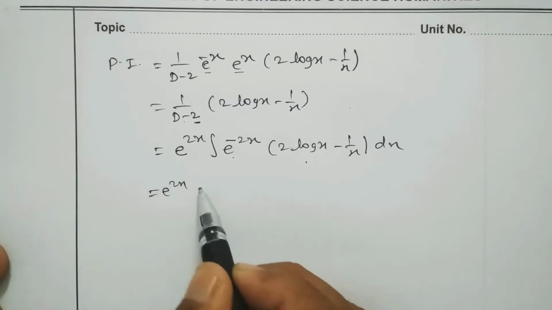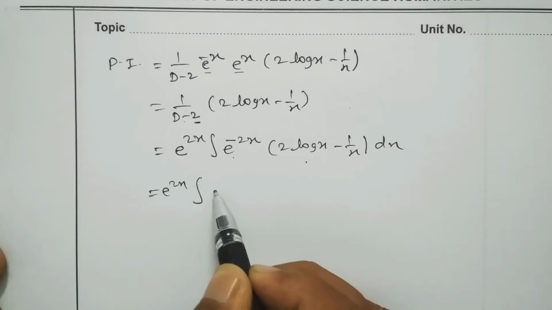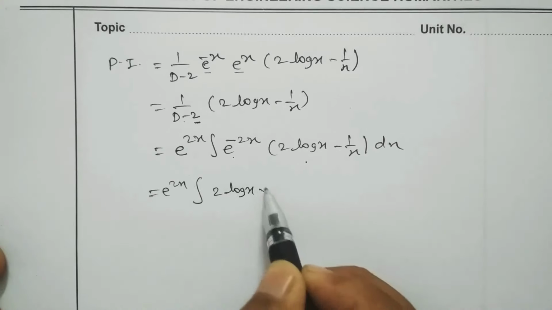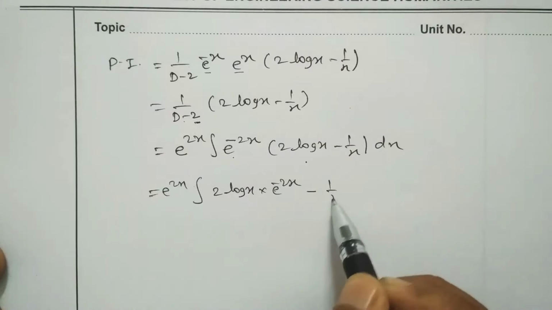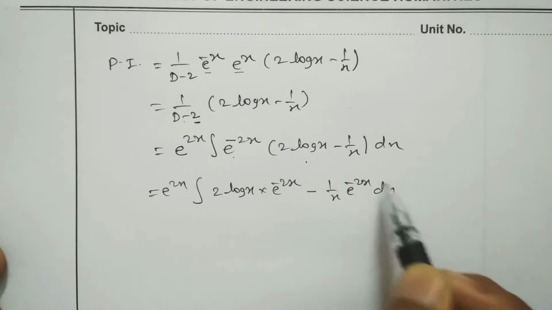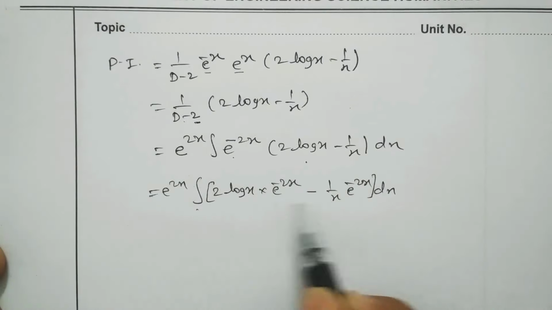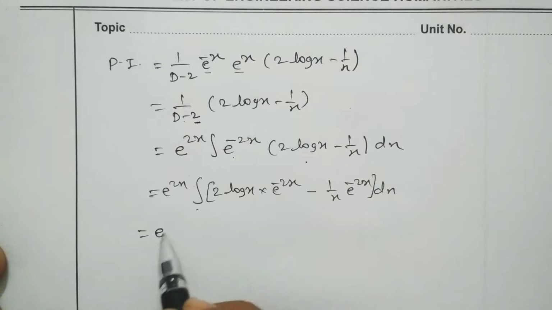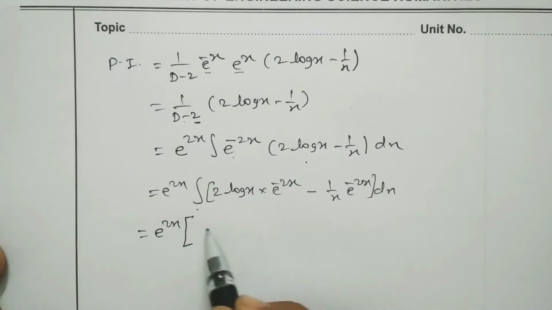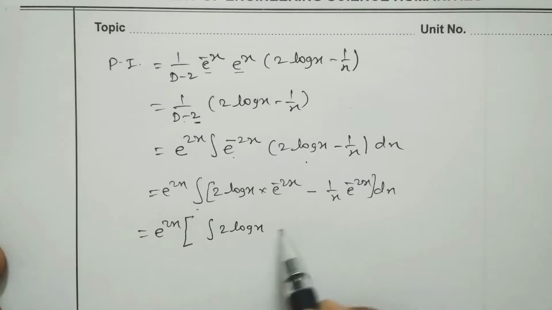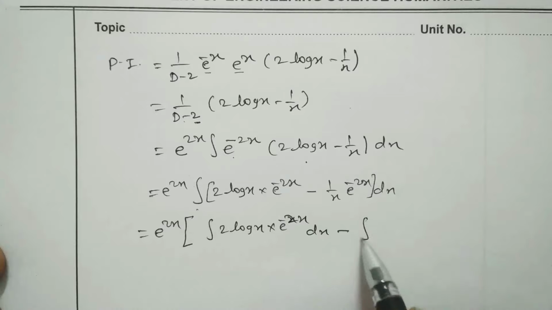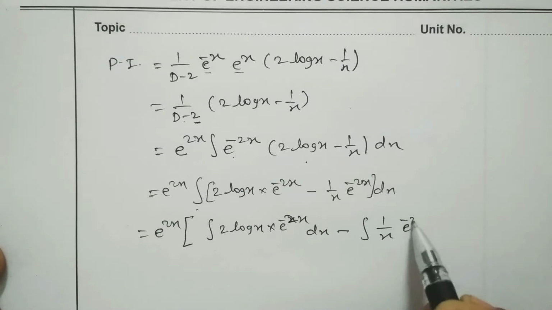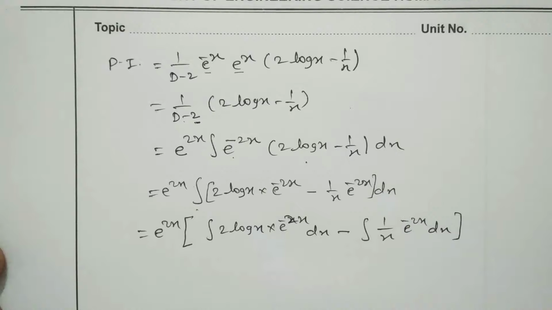So what will you get? e raised to 2x as it is, integration of 2 log x into e raised to minus 2x minus 1 by x into e raised to minus 2x dx. Now applying the integration separately on both terms, we will get e raised to 2x into bracket, integration of 2 log x into e raised to minus 2x dx minus integration of 1 upon x e raised to minus 2x dx, and this e raised to 2x is common for both terms, that's why it is outside the bracket.